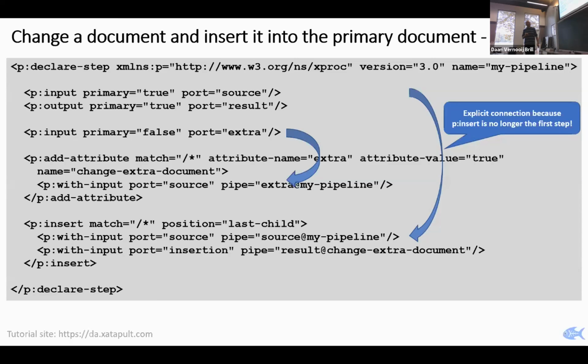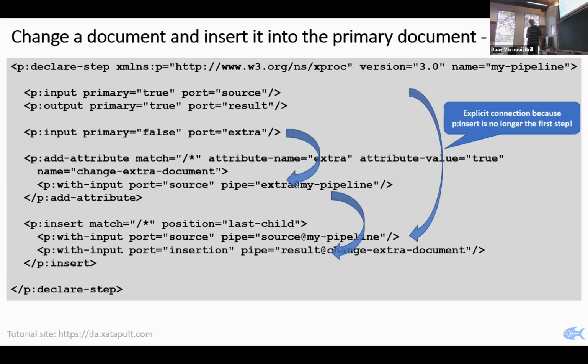All right. So now we have connected the primary ports of our two steps. What comes out of the P add attribute needs to go into the insertion port of the P insert step. And that's why we have to name this P add attribute step, because otherwise we cannot address its result port. So we say, okay, the insertion port is connected to the result port of what we call change extra document. The arrows show how the documents flow.